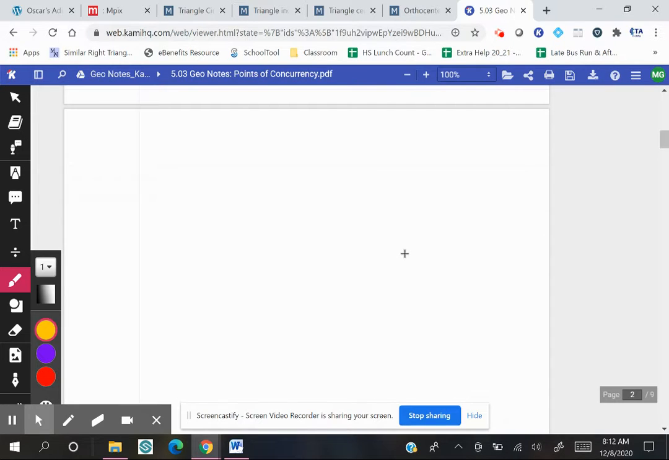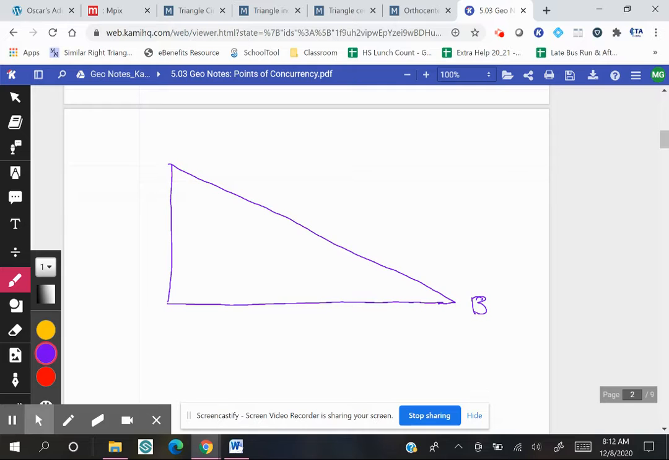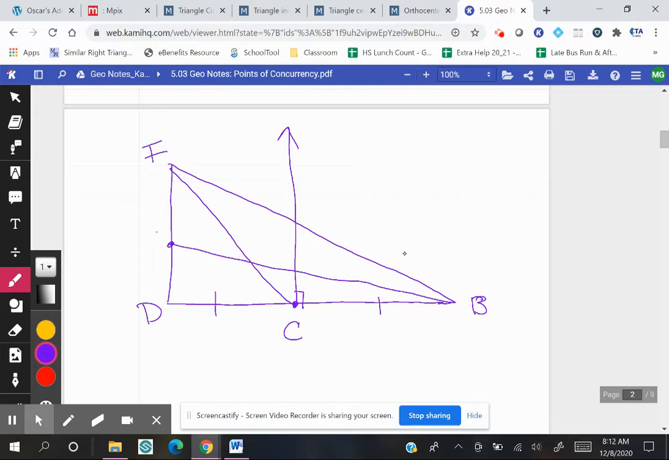So now I'm going to draw a diagram for you that I want you to copy down. So this is triangle DBF. That's C, C. Those two segments are congruent. That's perpendicular. Those two angles are congruent. Obviously, this is not drawn to scale.